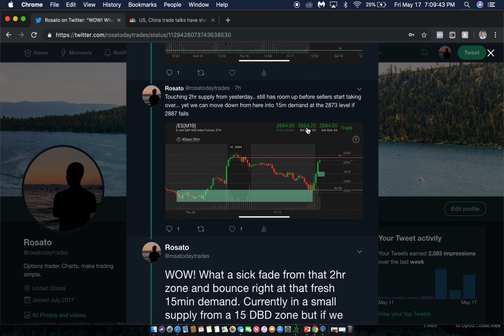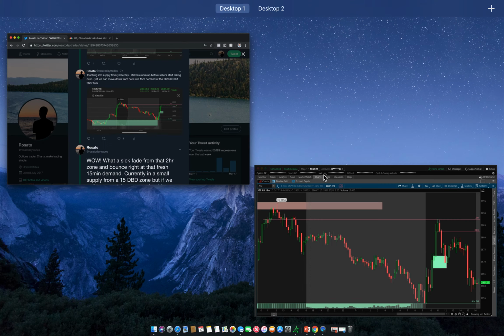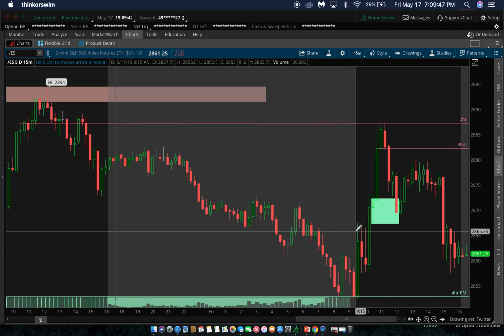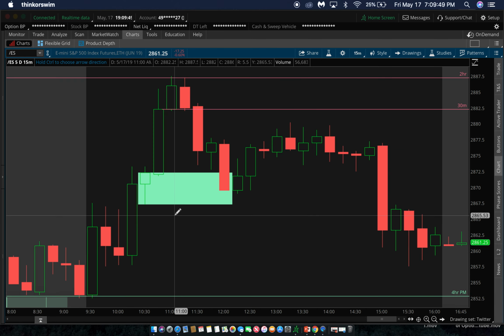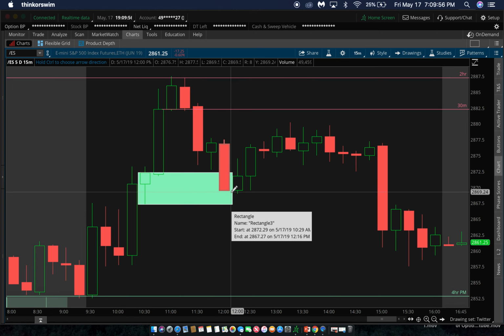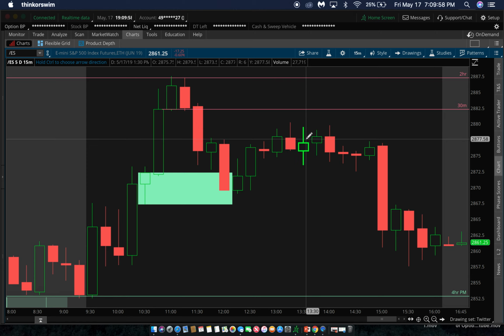This box right here was a new 15-minute demand zone that formed from this candle right here. We came down from the 2 hour right into the 15-minute demand, and we started bouncing on a move up. And then this is where things started to get choppy.